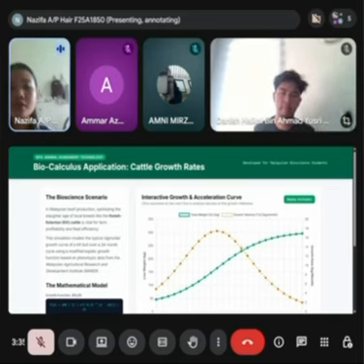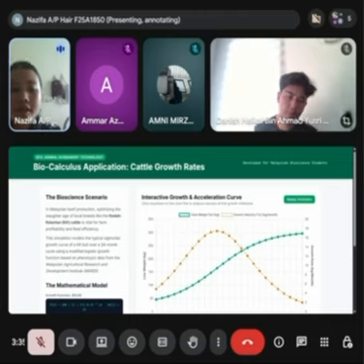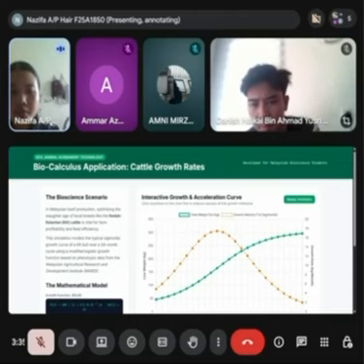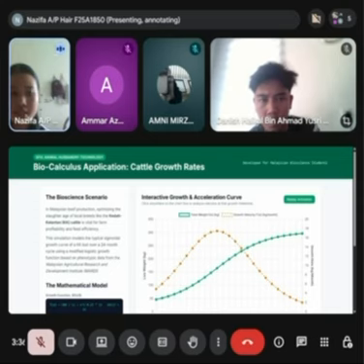Today, I would like to present my project, the Biocalculus Application. This focuses on the local Kedah-Kelantan cattle breeds. The main problem farmers face is determining the most profitable time to harvest their cattle.